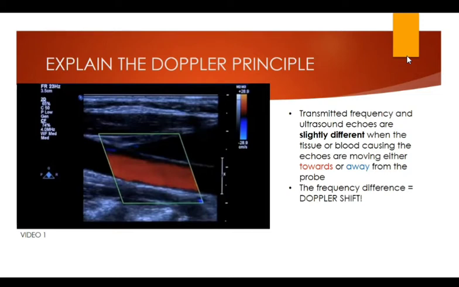I hope that makes more sense. And if it doesn't, I suggest you stop here until you get your head around what Doppler shift is, and then come back to this video.